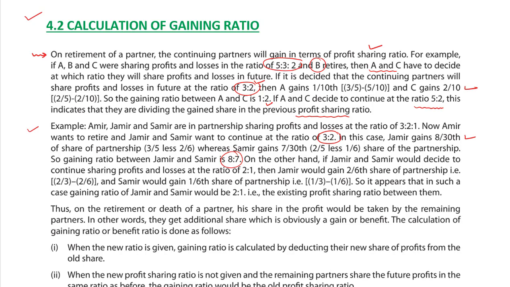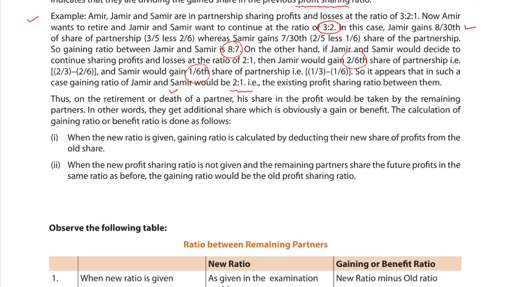On the other hand, if Jamir and Samir decide to continue sharing profits and losses in the ratio of 2:1, then Jamir would gain 2/6 share in the partnership, that is 2/3 minus 2/6. And Samir would gain 1/6 share in the partnership, that is 1/3 minus 1/6. So in such a case, the gaining ratio of Jamir and Samir would be 2:1, that is, the gaining profit sharing ratio between them.